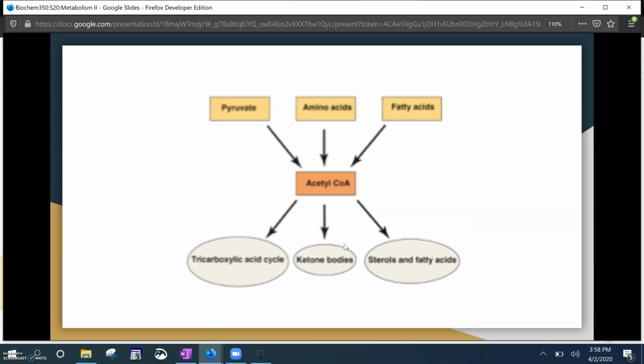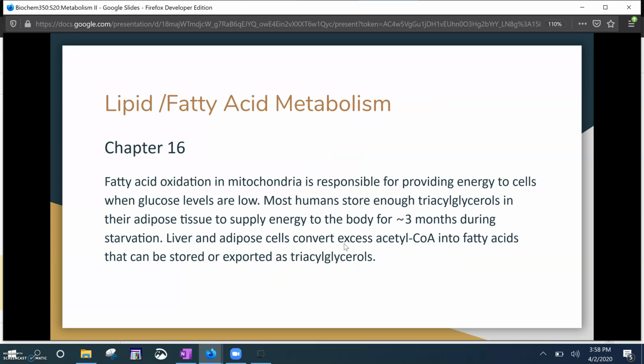So before I jump into the TCA cycle, we're going to talk about some of the other things that feed into it as well. So fatty acids, amino acids, and pyruvate all have this common intermediate of acetyl-CoA. And then acetyl-CoA has choices where it can go as well. It can either go into the TCA cycle, it can become ketone bodies, or it can become sterols and fatty acids and feed back into fat storage. So since we're talking about fatty acid metabolism feeding into acetyl-CoA, I'm going to do that first. I'm going to talk a little bit about that, and then we'll go into the TCA cycle.